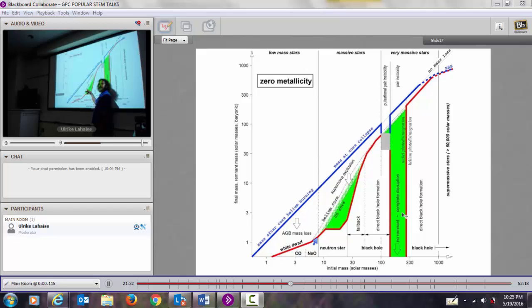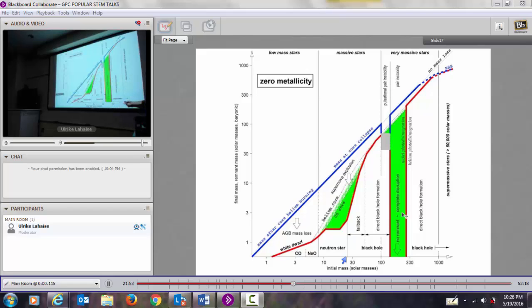The heavier the star, the heavier the neutron star. There's only so heavy a neutron star can be, and it'll collapse into an even denser object called a black hole. So from here on up, which is probably 20 to 25 solar masses, the stars are thought to be just black holes. And the heavier the star, the heavier the black hole that it'll leave.